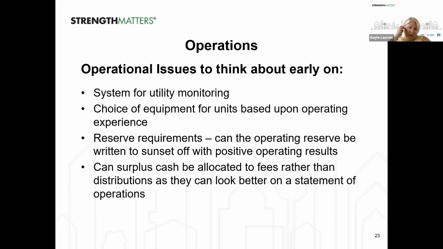And then I talked about this earlier, can surplus cash be allocated to fees rather than distributions so they can look more sustainable on the statement of operations. Depending on who's looking at your financials, if you're trying to sell the stability of your organization to maybe a third-party lender for organizational level capital, it's much nicer to show them sustainable fees that you're earning year after year than it is to say, I have these distributions when and if there's surplus cash. So I try to argue upfront about having more fees than distributions just because of the optics. So think about that if you're thinking about financial reporting. So I think that's all I have.